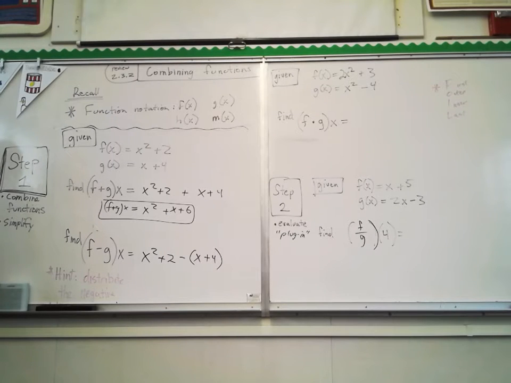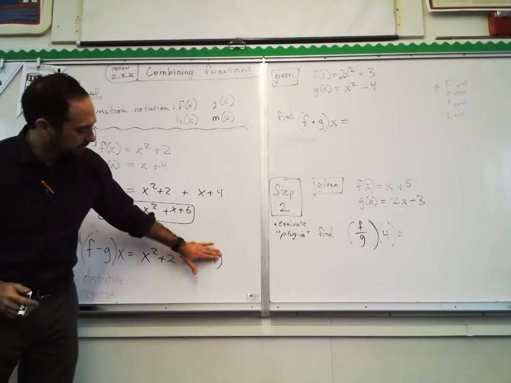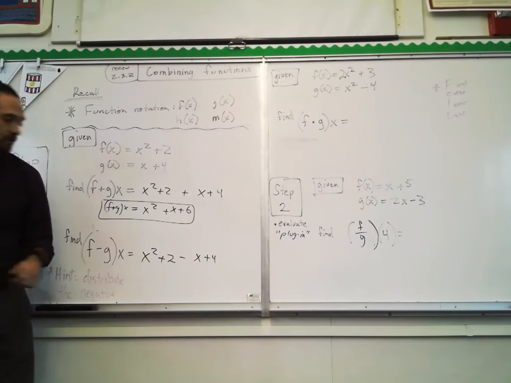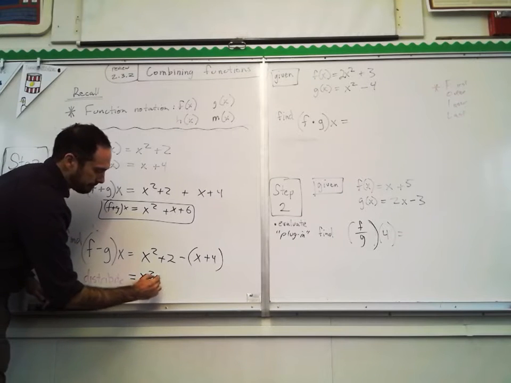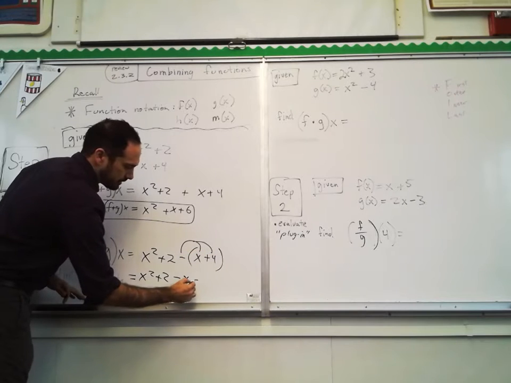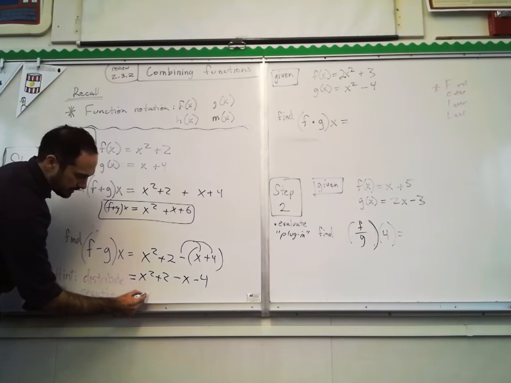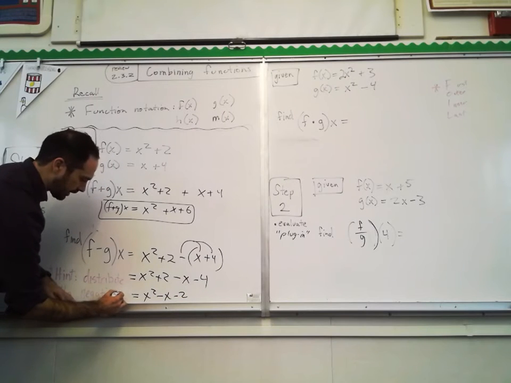Good. If I don't remember that and I leave these parentheses out, then it's negative x plus 4. That's going to misguide you. So I put parentheses, and I know that's a baby step, but we need to distribute that negative to both of those terms inside. Okay. Last step, combine like terms. x squared minus x minus 2. And that is our f minus g of x. Right?